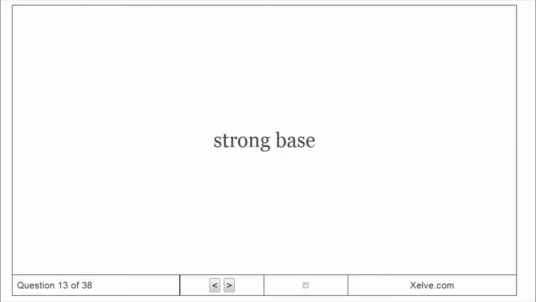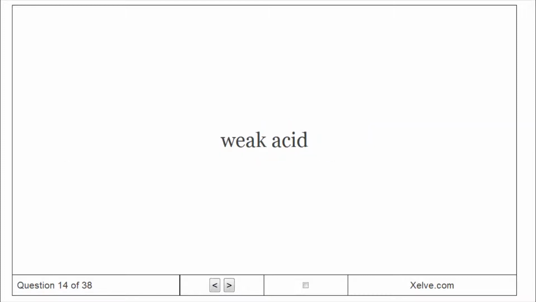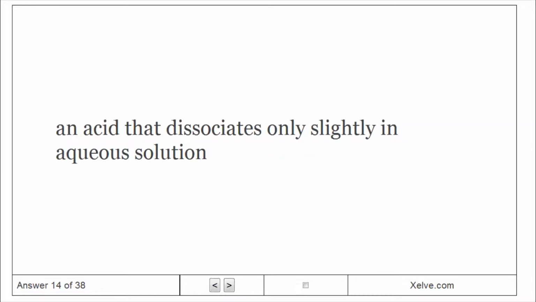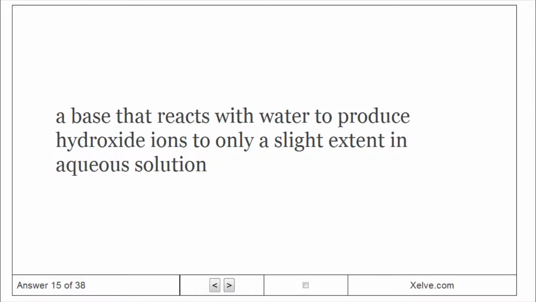Strong base. A metal hydroxide salt that completely dissociates into its ions in water. Weak acid. An acid that dissociates only slightly in aqueous solution. Weak base. A base that reacts with water to produce hydroxide ions to only a slight extent in aqueous solution.